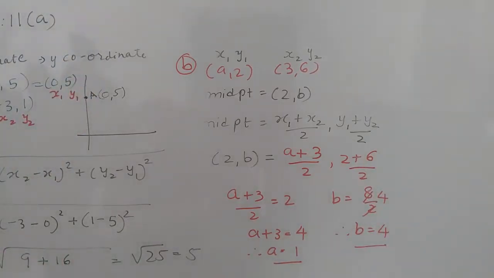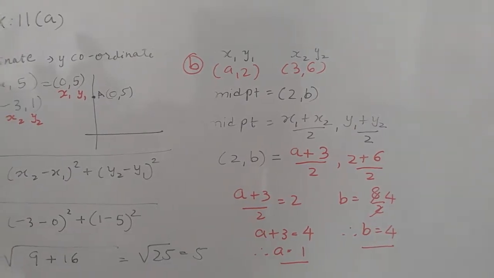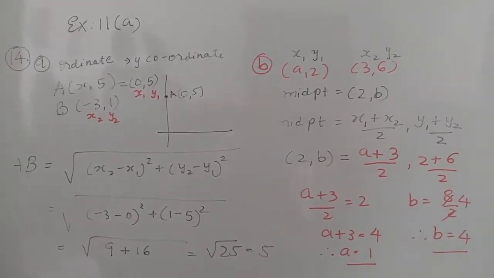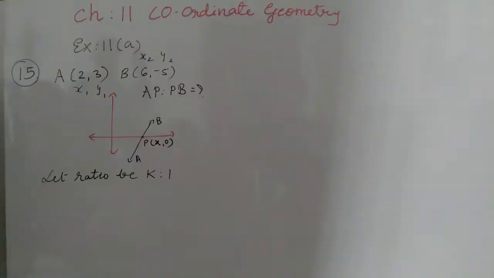So what did they ask us to get? The values of A and B, and the values are found as 1 and 4. So we have completed our question number 14, A and B, both the parts. You can see both the parts of question number 14, A and B. Exercise 11A, question number 15.